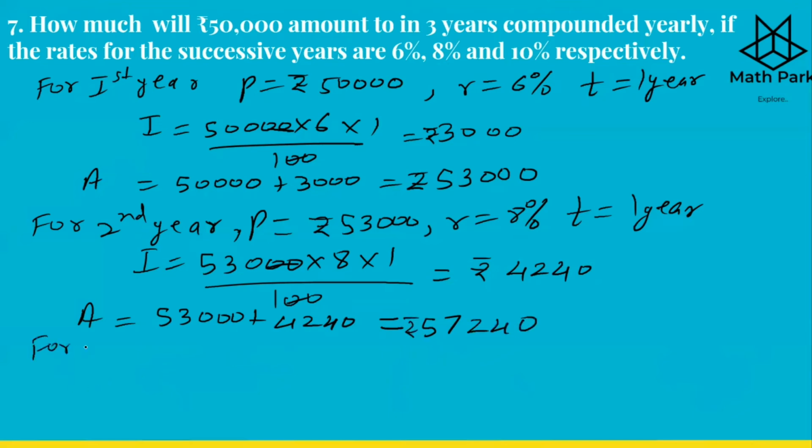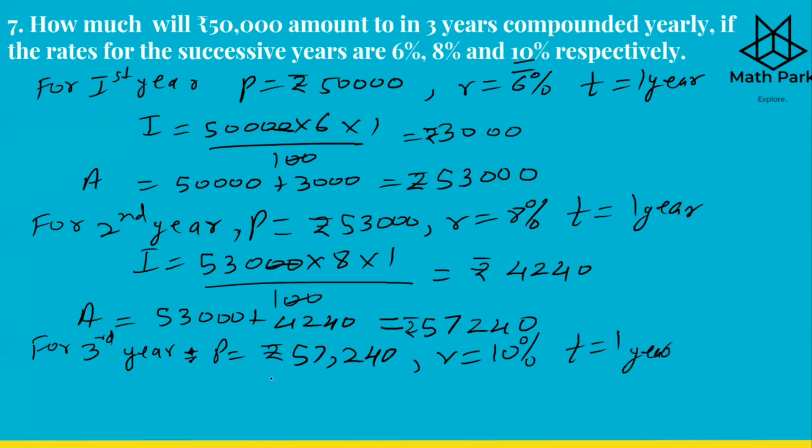Now for third year, the principal is equal to rupees 57,240. The rate of interest is now 10%. The time is again 1 year. So we find interest is equal to 57,240 into 10 into 1 upon 100. So we get this as rupees 5,724. This is the interest. So the amount is going to be principal plus interest.